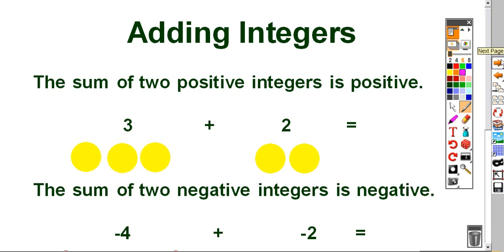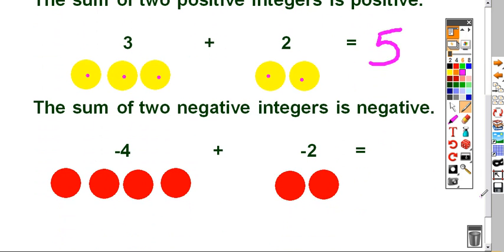The sum of two positive integers will be positive. 3 positives plus 2 more positives will give you a positive 5. In the same way, the sum of two negative numbers is negative. 4 negatives plus 2 more negatives will give you a negative 6.